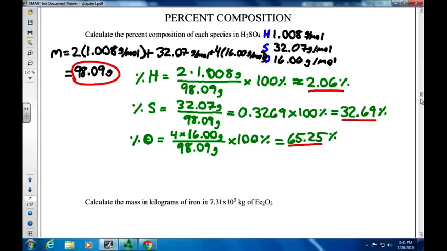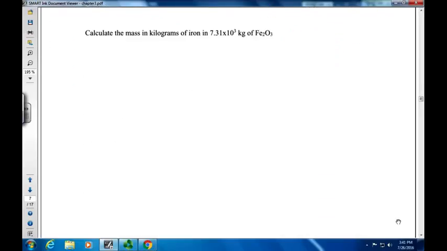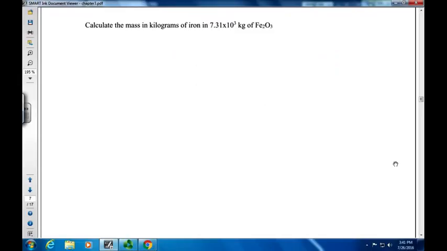The next problem asks us to calculate the mass in kilograms of iron in 7.31 times 10 to the third kilograms of iron(III) oxide. So, looking at this, first thing we need to do is to calculate the molecular mass.